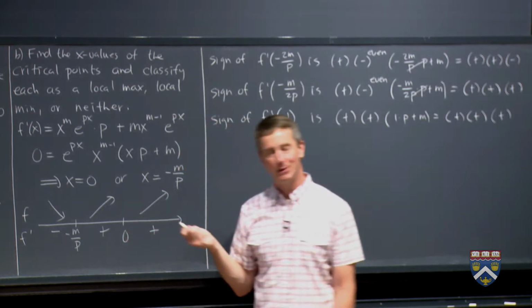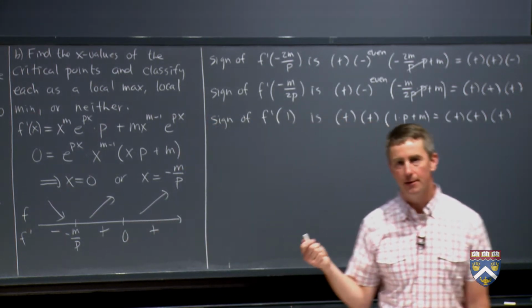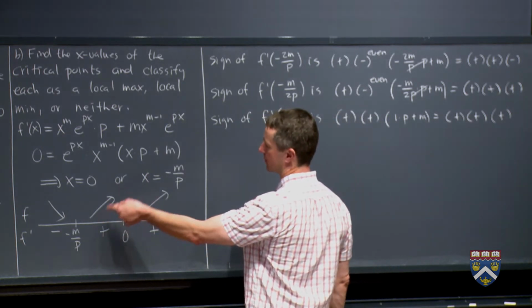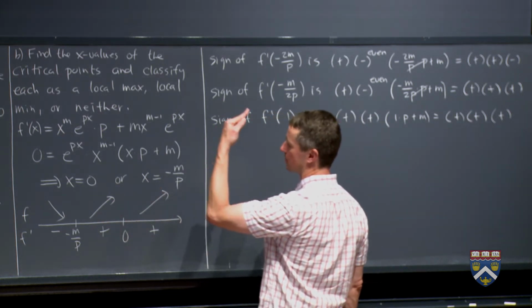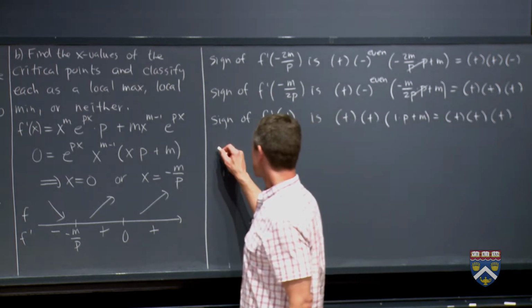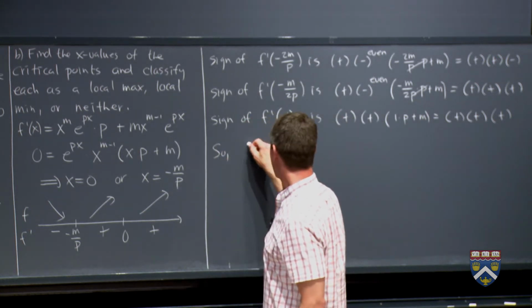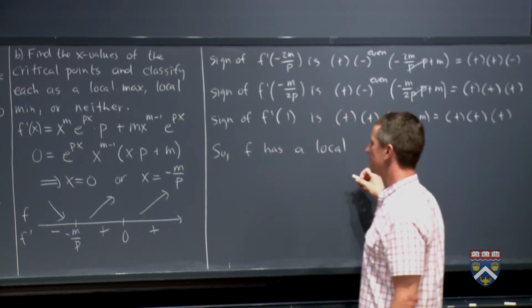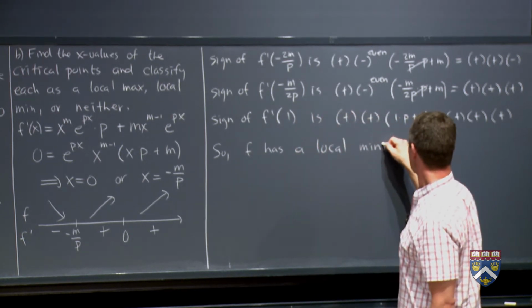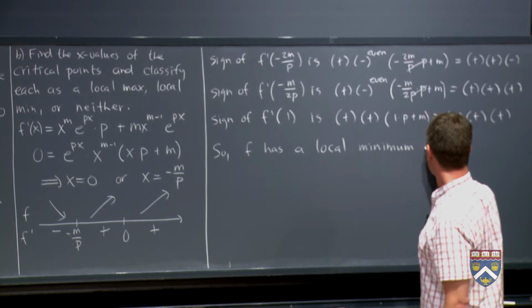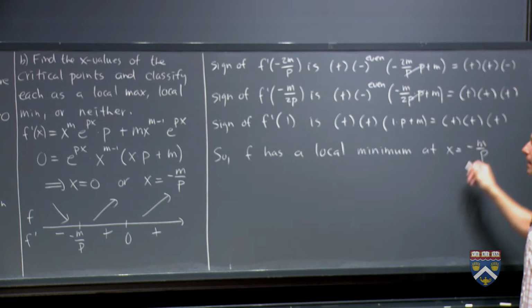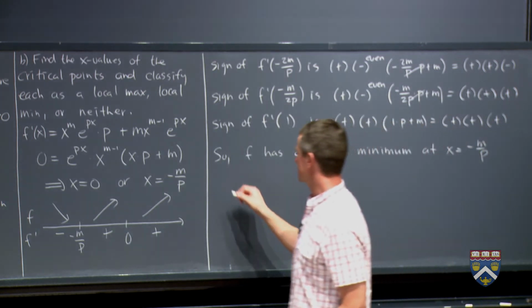So what did this x equals 0 work out to be? Max, min, or neither? It worked out to be neither, right? Because the graph comes up, levels off, is perfectly horizontal for one instant, and then keeps going up again. So that's what we know. So f has a local minimum at x equals negative m over p, and neither max nor min at x equals 0.